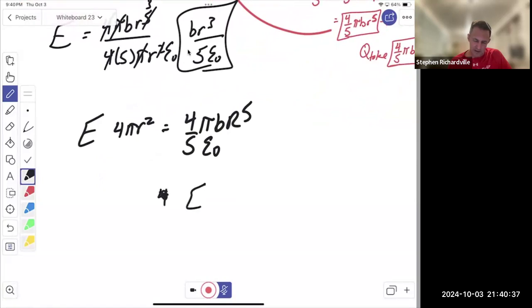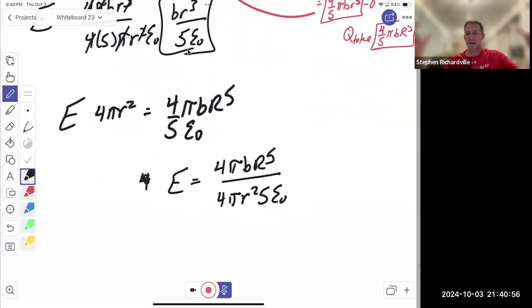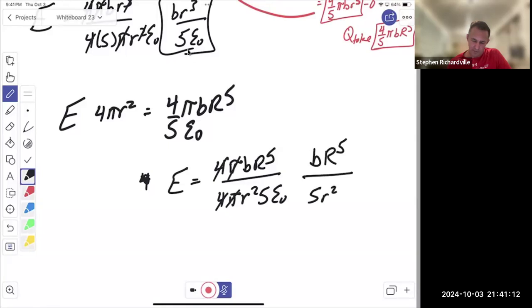So I get E equals 4. Oh, the 4 pi is going to cancel again, right? B R to the fifth over 4 pi little r squared 5 epsilon naught. And this is where I hope it begins to shape up because I really want this to be a 1 over r squared relationship. This is when I get out to the outside, right? So all I've done is plugged in big R for my little r. And so this goes away, and this is where I really hope I get a 1 over r squared. This big R is a constant over 5 r squared epsilon naught. So there's that little r squared down there.